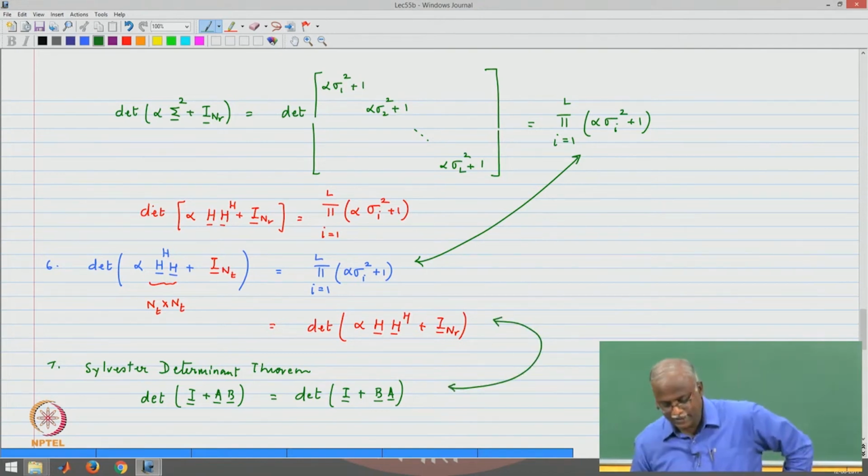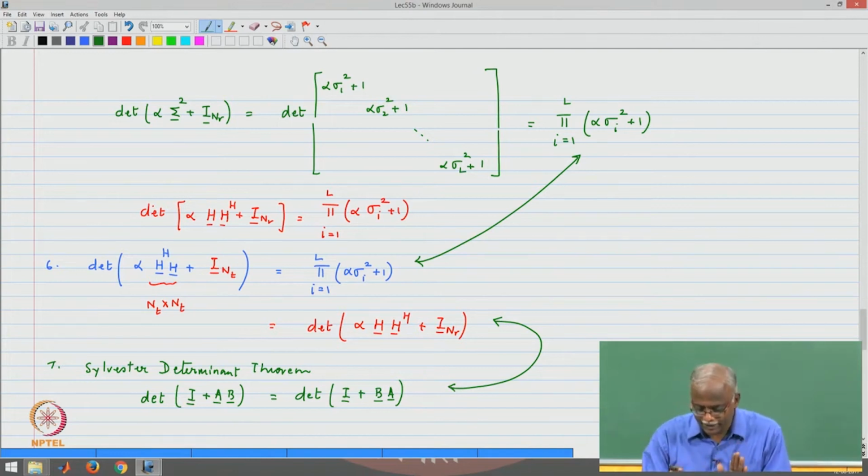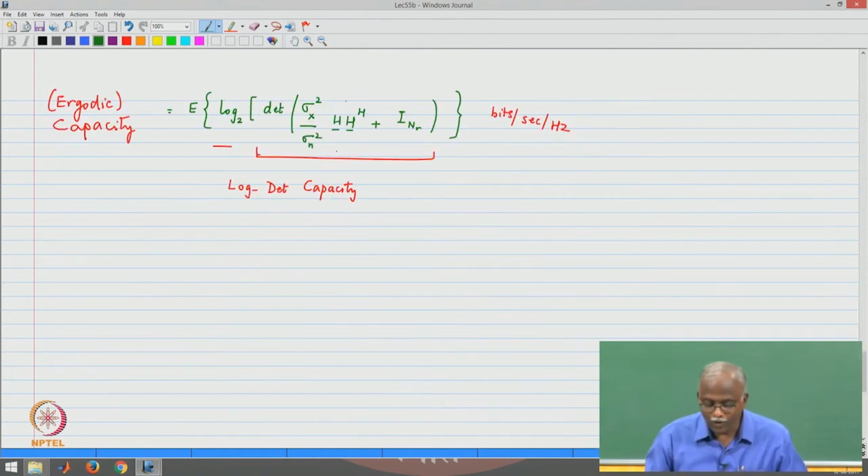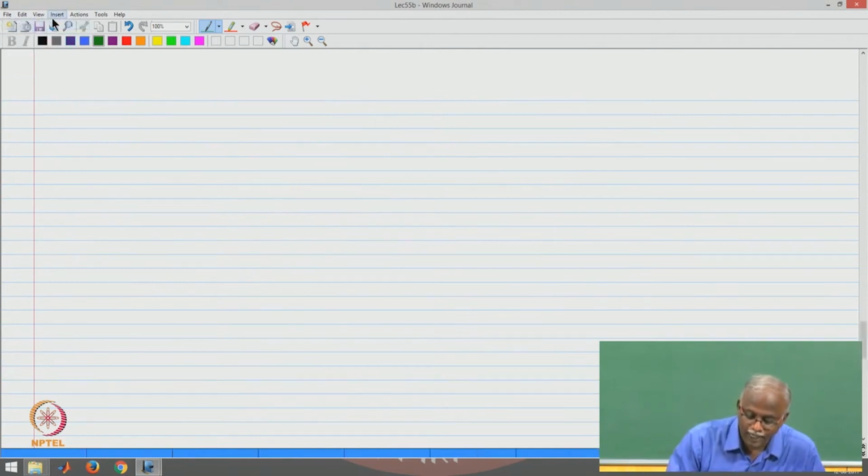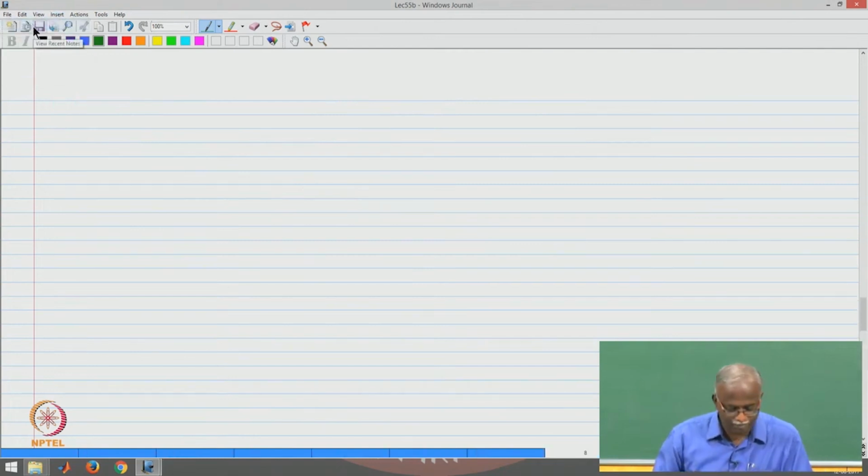So, these are the properties of the matrix H and the forms H H Hermitian and H Hermitian H. Okay, now why did we take so much effort to do this? Let us see what is the benefit of that.